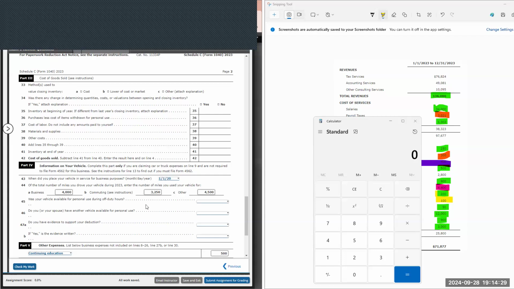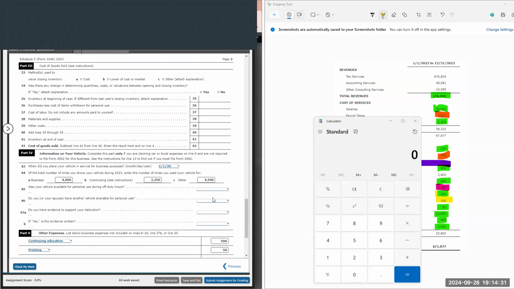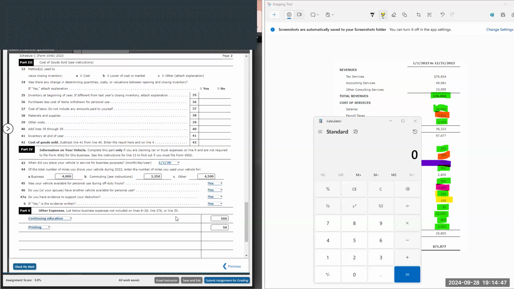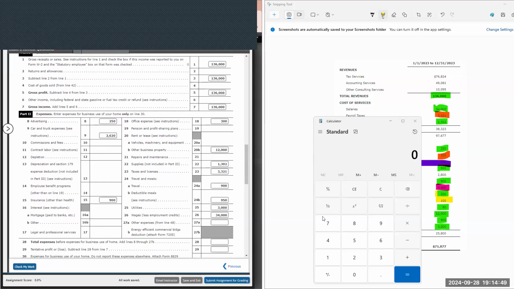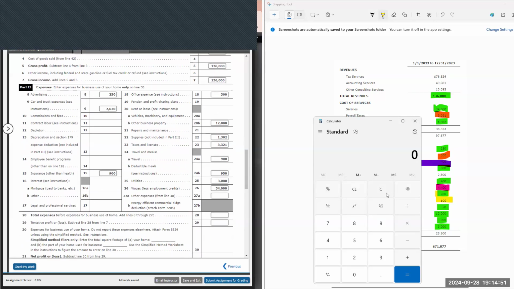All right, so we answer the rest of the questions. It's asking, was the vehicle available for personal use during off-duty hours? Yes. Do you or your spouse have another vehicle available for personal use? Yes. Do you have evidence to support your deduction? Yes. And if yes, is the evidence written? The answer is yes. So again, all of this is based on the fact pattern up above. So we're almost finished with our Schedule C. Now the next step is for us to total up our expenses.